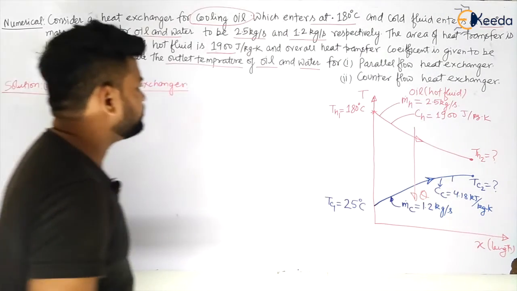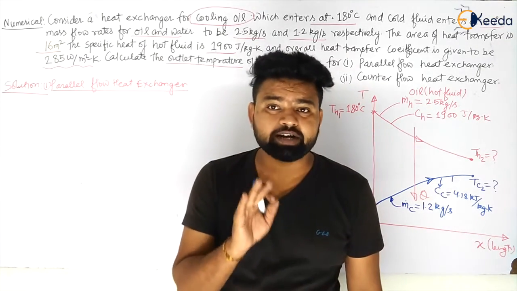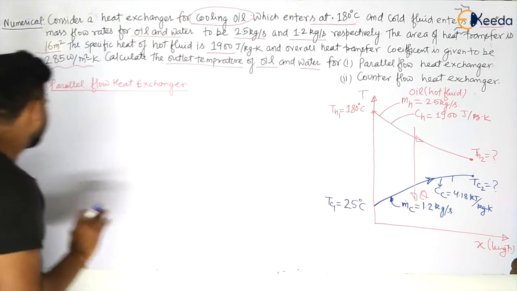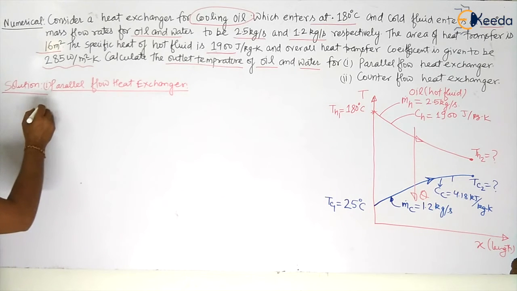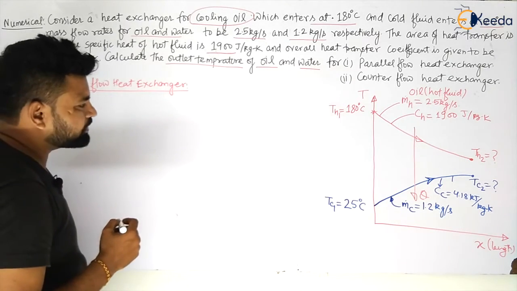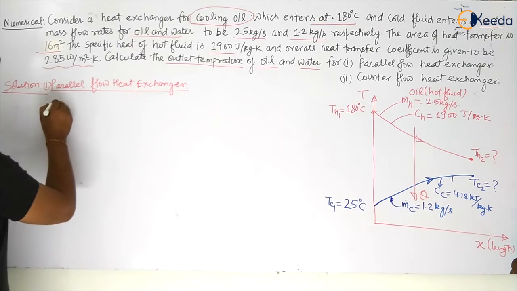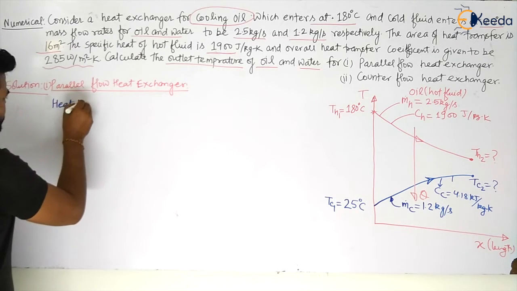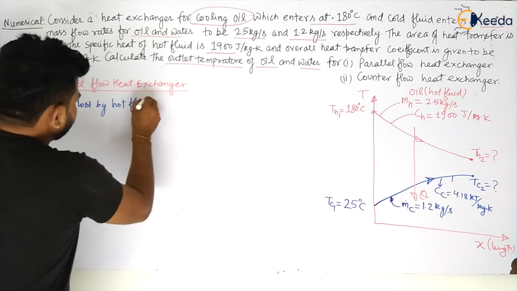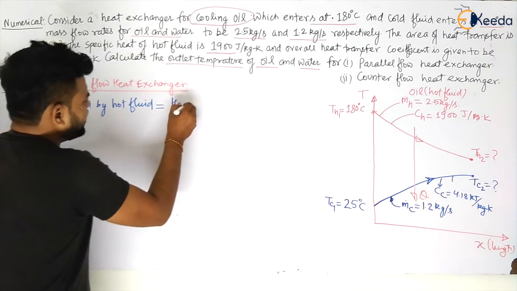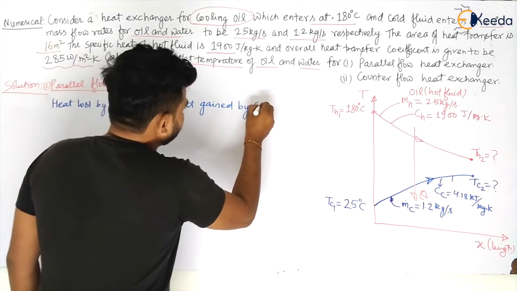Okay. Now he is asking about the outlet temperatures of oil and water. Let us understand carefully what is happening. For the parallel flow case, can I calculate the outlet temperatures? Let us analyze this question so that all the concepts will be clear. Heat lost by the hot fluid is equal to heat gained by the cold fluid, my dear students.